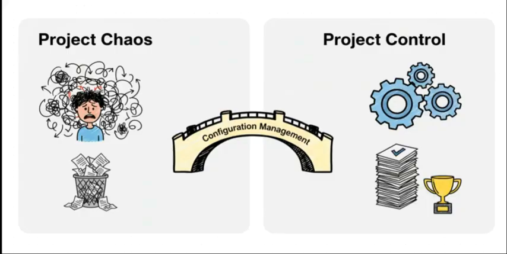And this is exactly the gap we're trying to close. Over here on one side, you've got the chaos. You're losing work, you're shipping the wrong stuff, and there's just constant confusion and rework. And over here on the other side is the goal, a project where you can trust your work, where you know you're delivering the right version, and where everything runs with efficiency and quality. Configuration management, well, that's the bridge that gets you from here to there.